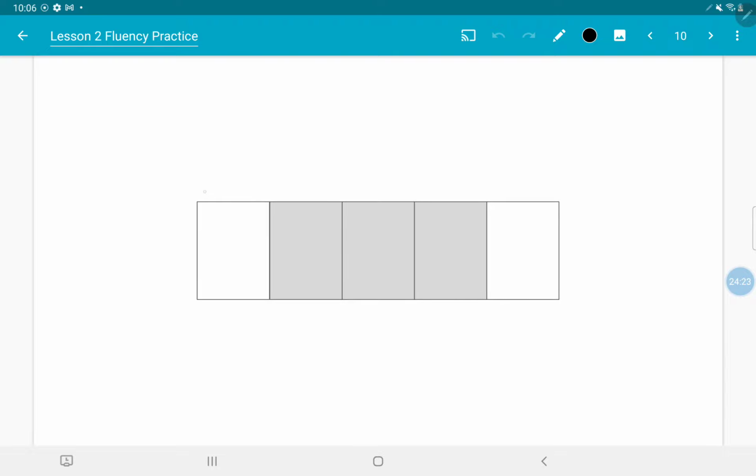All right, this represents 1 whole. On your work mat, I want you to write down the shaded portion. What portion of that is shaded? What is it, Jaden? 3/5. Very good. So I have 3/5 shaded.